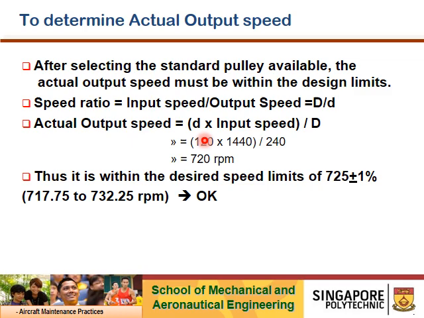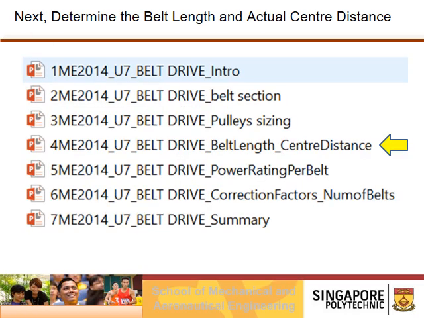All right, so we have concluded the pulley sizing: 240 and 120 pitch diameter pulley. So we have completed that. The next slides or videos we will talk about will be determining the belt pitch length and also your actual center distance.